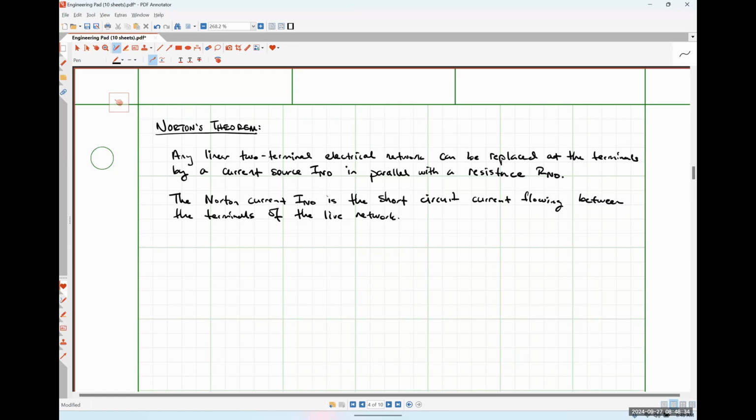Okay. The Norton resistance is the resistance seen looking into the terminals of the dead network. So the definition for the Norton resistance and the Thevenin resistance are literally exactly the same thing. So you will never hear me refer to Norton resistance again. I will always just call it Thevenin resistance, okay?